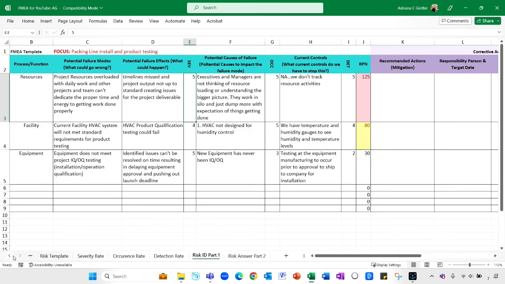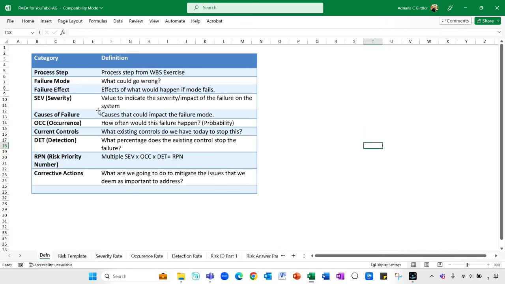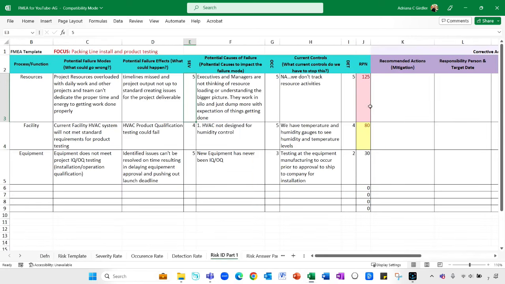Now this RPN here is a ranking. I'm going to give you my definitions. It is the risk priority number. Again, it's a multiplication of the severity, the occurrence, and the detection, which is going to give you the RPN number.